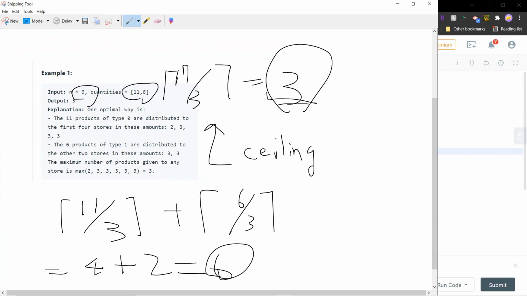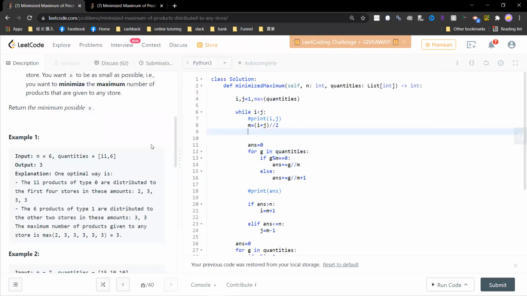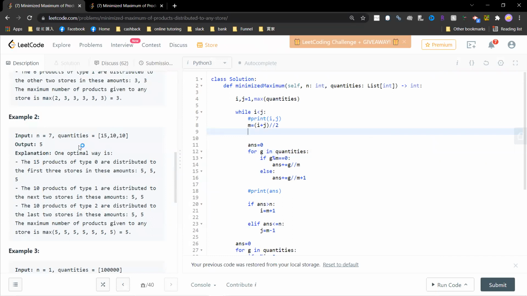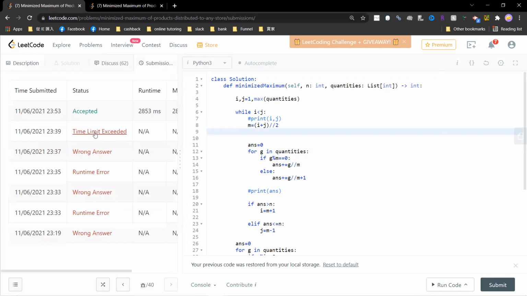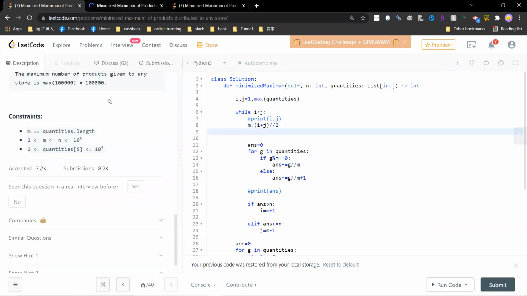the answer. So my idea is to use the pigeonhole principle and start from my guess of the answer. If 3 is not the answer, I go to 4, and I go to 5, and I keep trying. But this will not be linear time. This cannot pass, because it will time out. So this is my time-limit-exceeded solution, which is not very good.